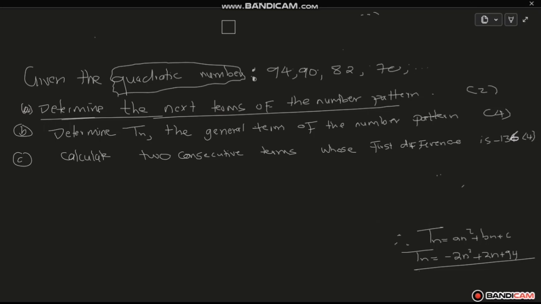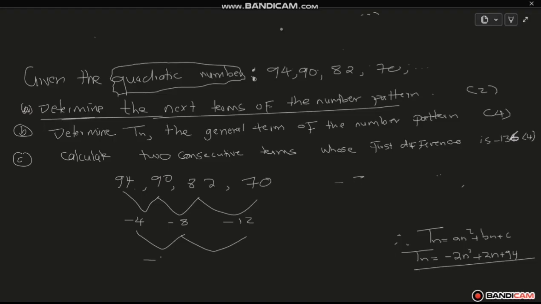All right. Let me try to answer this question. So they want us to calculate two consecutive terms. Two consecutive terms are terms that are following each other closely. This is what you must know: you must generate the general term using the first differences. That's what you must know when they ask you about consecutive terms. So you use negative 4, negative 8, and negative 12 to find its general term, apart from using the quadratic one. I hope you understand this.